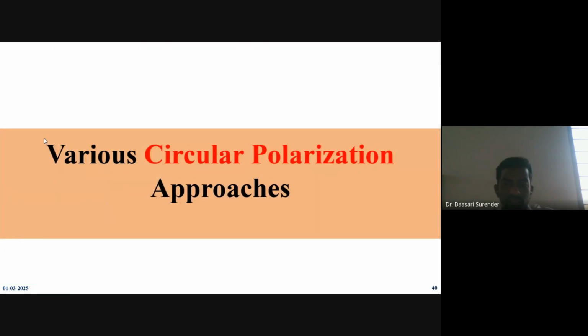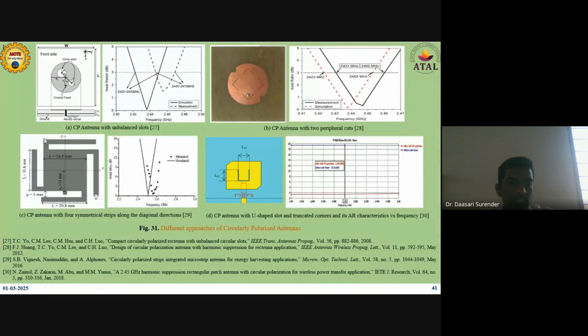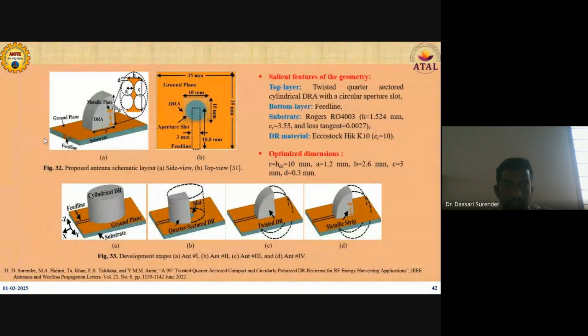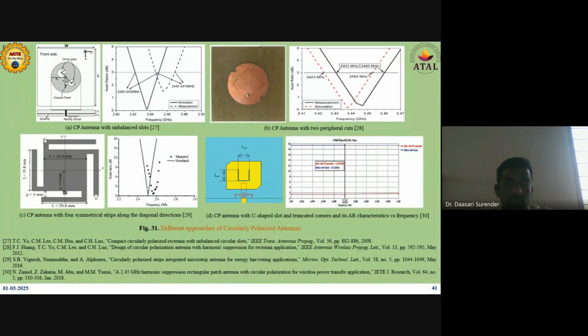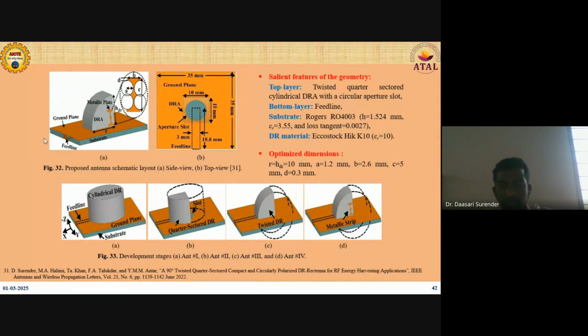And various circular polarization approaches: one is unbalanced slots, two peripheral cuts in diagonal directions, symmetrical strips along the diagonal direction, and U-shaped slots. And these are the elements, the approaches that were used for getting the circular polarization characteristics.